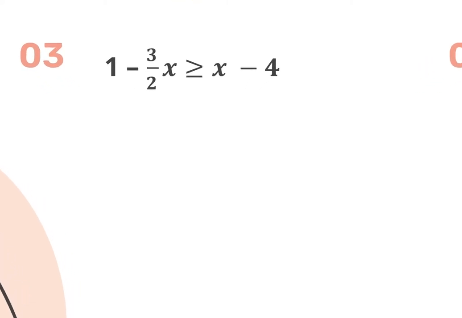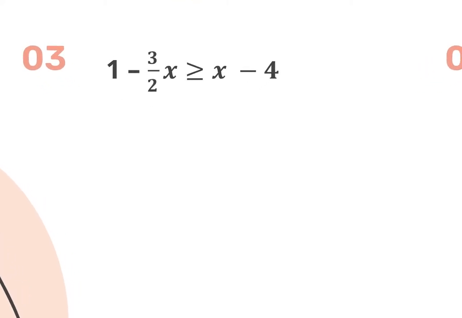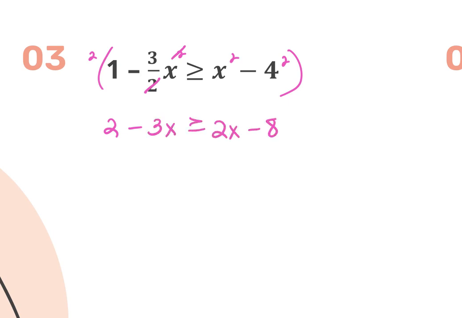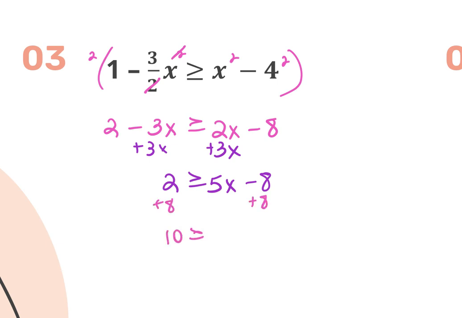Okay, 3. So obviously now they get a little bit more complicated. We've got 2 x's, we've got fractions. What could you do to get rid of that fraction? Good, so it goes everywhere. The 2 goes here, the 2 goes here, the 2 goes here, the 2 goes here. So I get 2 minus, the denominator on that 3 cancels, 3x is greater than or equal to 2x minus 8. And then I'd add the 3x. 2 is greater than or equal to 5x minus 8. And then I add the 8. 10 is greater than or equal to 5x.